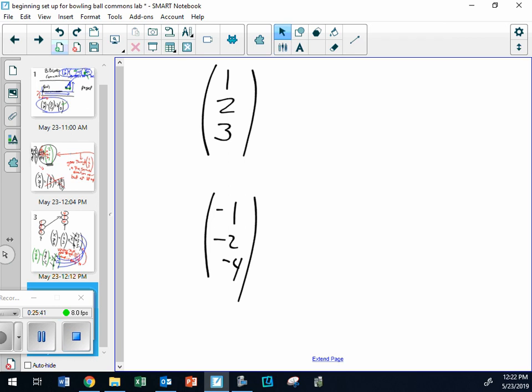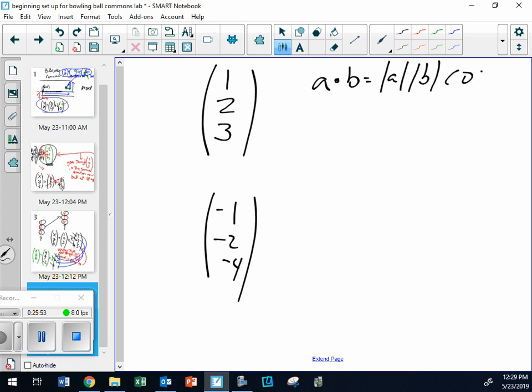There's a formula for that. We are not giving it to you. Hopefully you know it. I'll pause for a second and give that a try. Okay, let's see how you did on this. You should have known it was A dot B equals magnitude A, magnitude B, cosine theta.